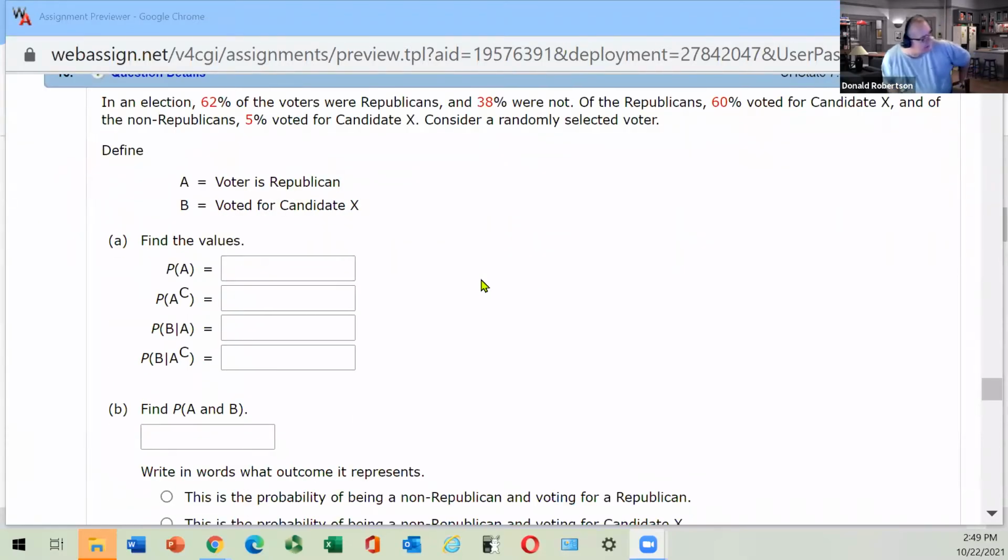In an election, 62% of the voters are Republican, 38% are not. Of the Republicans, 60% voted for candidate X, and of the non-Republicans, 5% voted for X. Then you're being asked to find various probabilities based on that information. The best way for doing that question would be using a probability tree. So that's how I would tackle that question, and let's show you what it would look like.